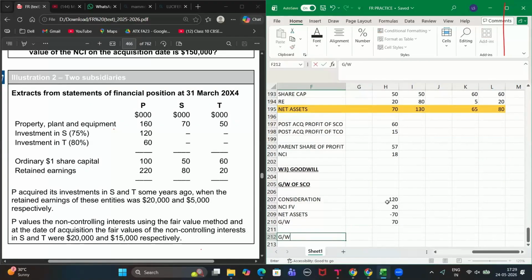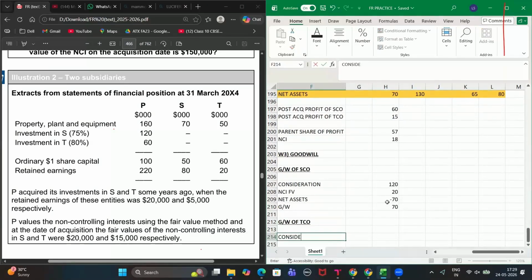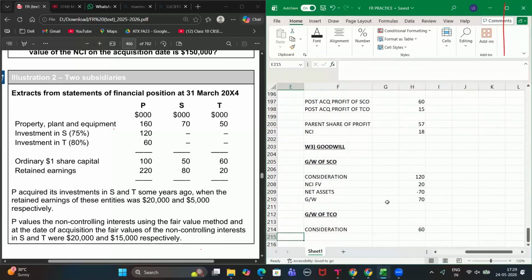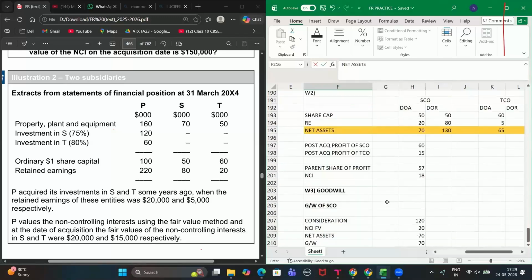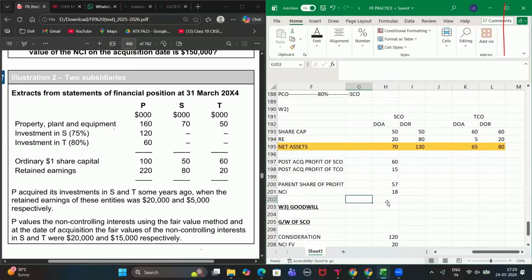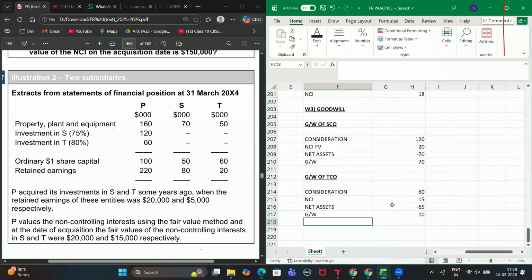What about T company? Goodwill of T company. Tell me, what is the consideration? 60. What next? What is the value of NCI? 15. What is the net assets at date of acquisition? Yeah, it's 65. So what is the goodwill here? It is 10. We got the goodwill also, right?